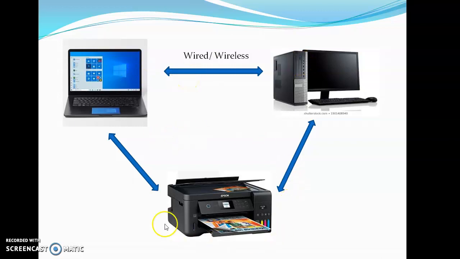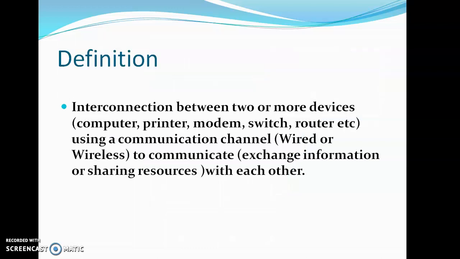And here what you can do is you can even share resources, right, which is the hardware resources. So this is what a network is all about. So, using the simple definition, you can define a network as the interconnection between two or more devices. Devices here can be a computer, or printer, or modem, or switch, or router, for example, using a communication channel. Remember, we have connected those two devices using either a wired connection or a wireless connection.